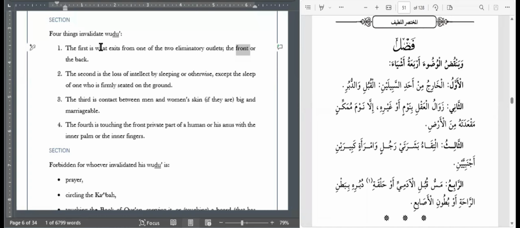Is her wudu broken? Yes, it is. Because of the rule: anything that comes from the front or back private parts breaks the wudu, except the sperm. With the exception of the ejaculation of sperm, which the author didn't mention here, as you can see. It's not mentioned here, so you add that.